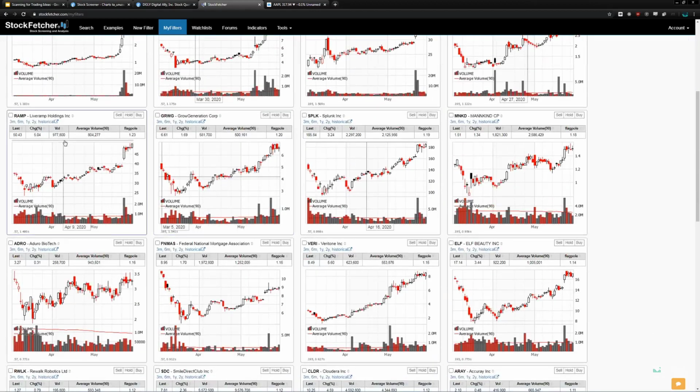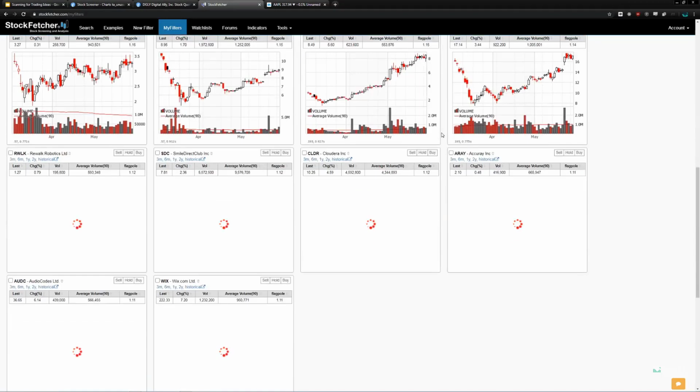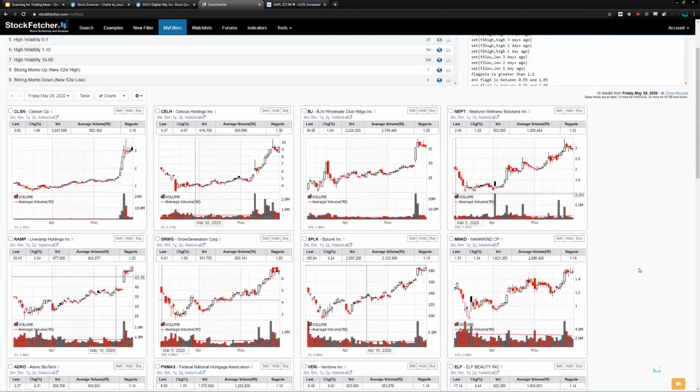So BJ's ramp was another one. It looks like it tried to break out on Thursday and failed. That's what this wick here indicates. And then it recovered on Friday, and now it's pushing right up against $50. So this one might be interesting to watch as well. So this is the bull flag scan. And these are some of the things that I'm looking for.